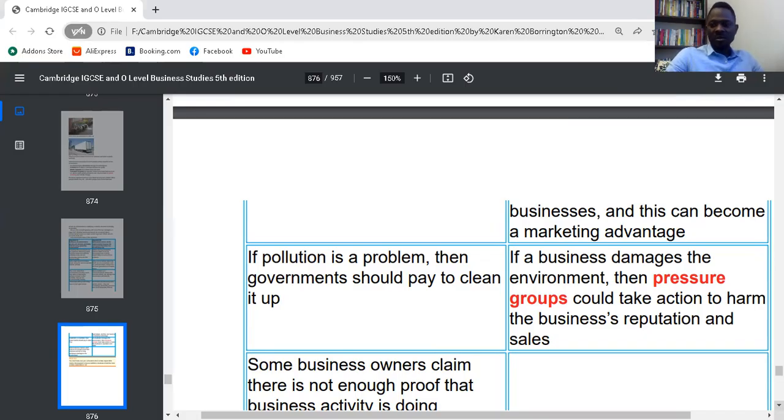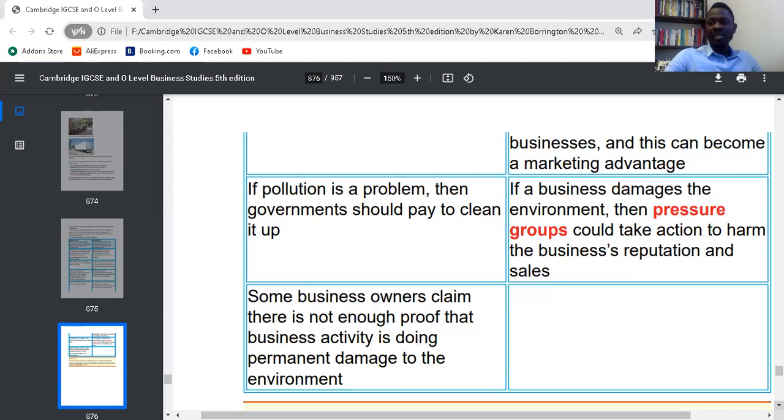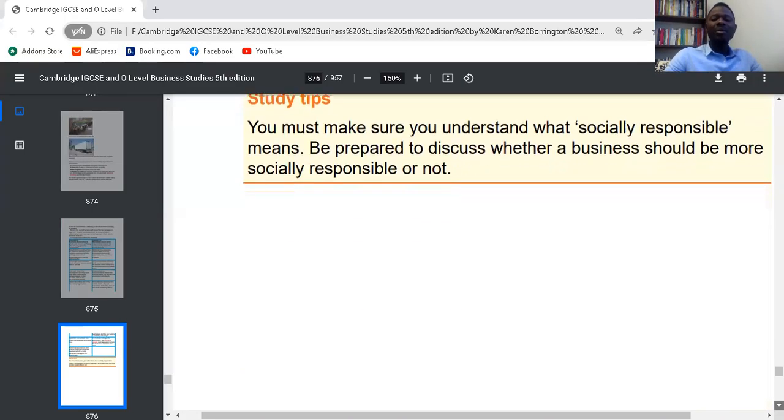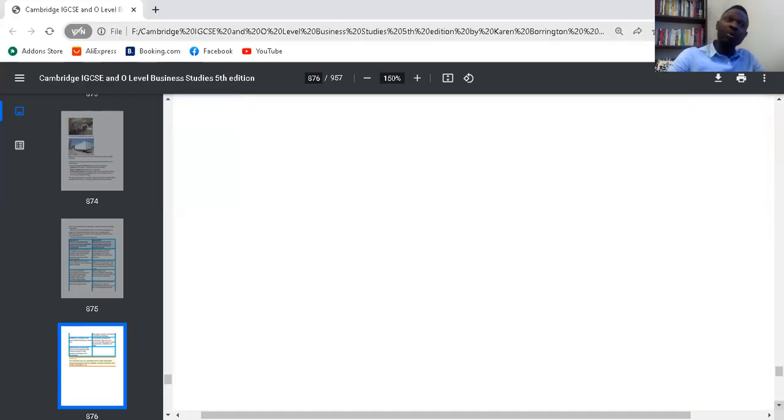The next one: if a business damages the environment, then pressure groups could take action to harm the business's reputation and sales. So the next point here is that there might be businesses that damage the environment, and pressure groups, like trade unions or other unions, can destroy the reputation of those businesses. They can influence people's decisions against these businesses, and if they do that, it damages their image as a business. Is it clear? So that's about being socially responsible and the arguments in support of being socially responsible.